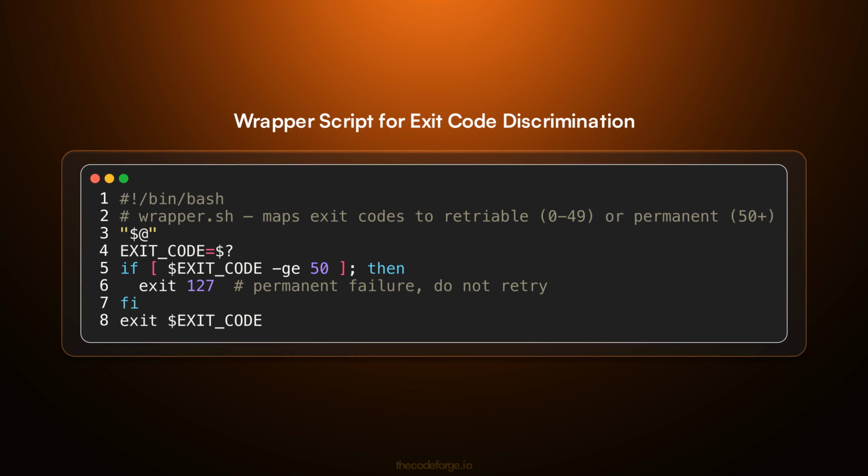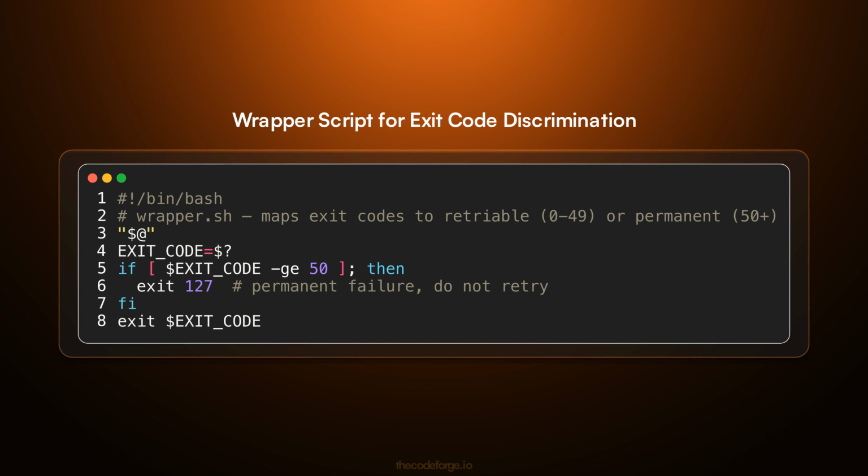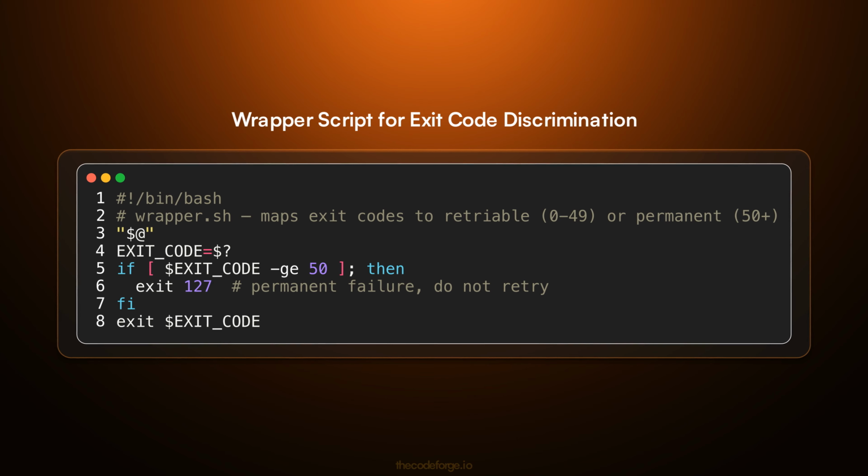The article mentions using a shared wrapper to map exit codes to retriable versus permanent. Here's a concrete example of such a wrapper that you can reference in every job's command attribute.